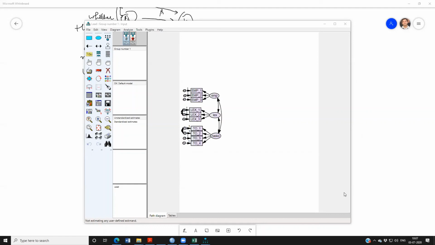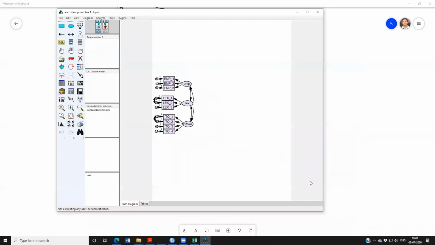Can we add a moderating variable in a scale? No, you cannot do that. Moderating variables are distinct variables, distinct constructs. You don't add moderating variables to your own scale. They will be separate constructs in the overall model. Okay, so let us now go ahead.